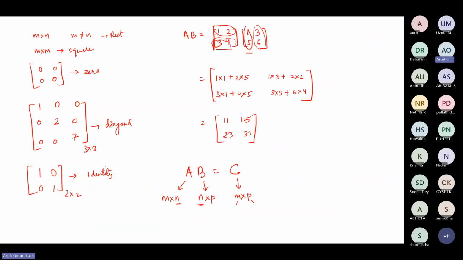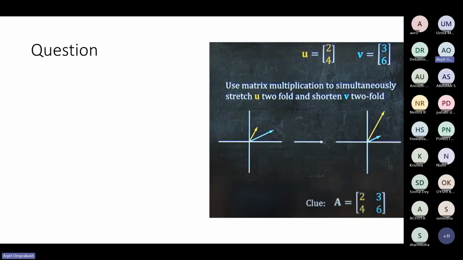So that was all that was taught in the second lecture. At the end of it, there was a question. We are given two vectors, 2, 4, and 3, 6. We are asked to use matrix multiplication to simultaneously stretch U by twofold and shorten V by twofold.